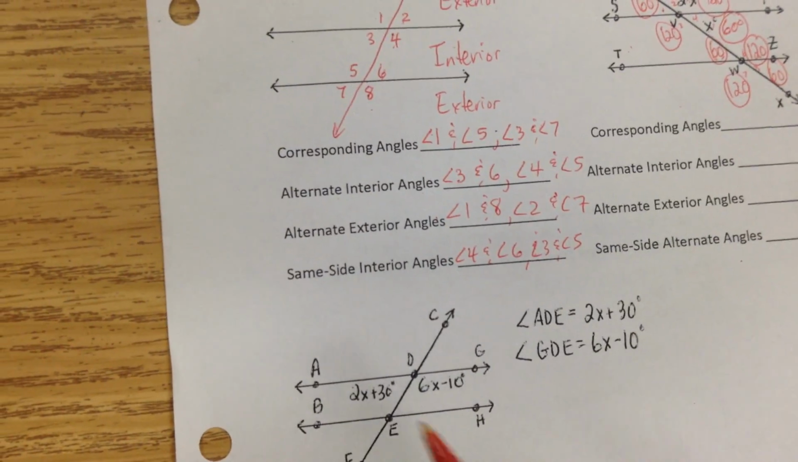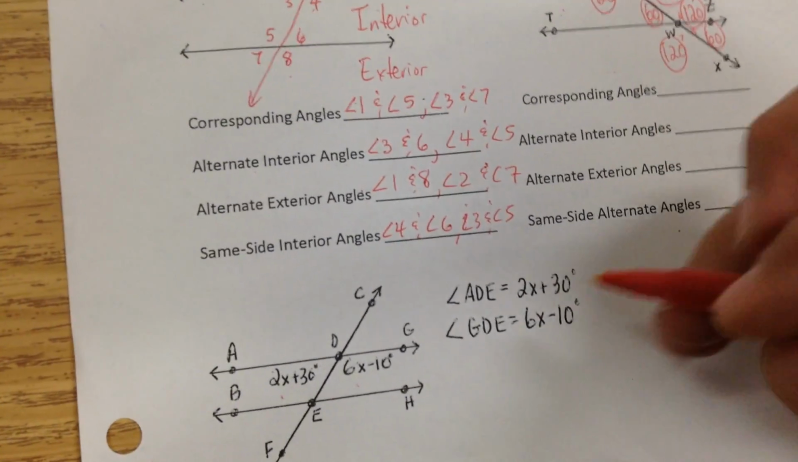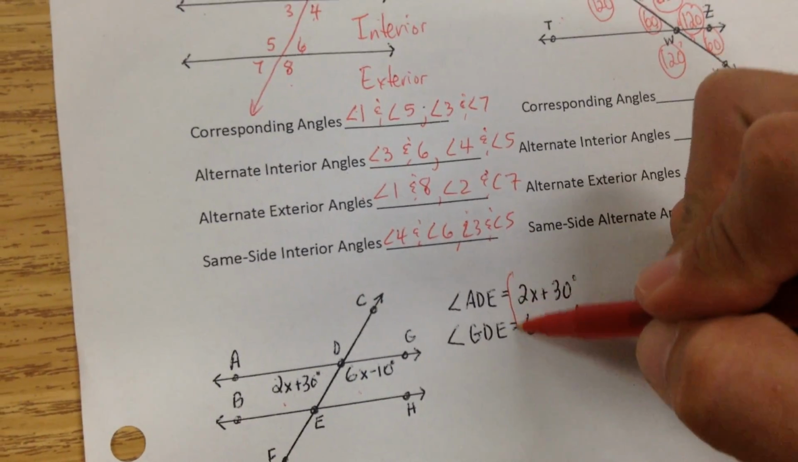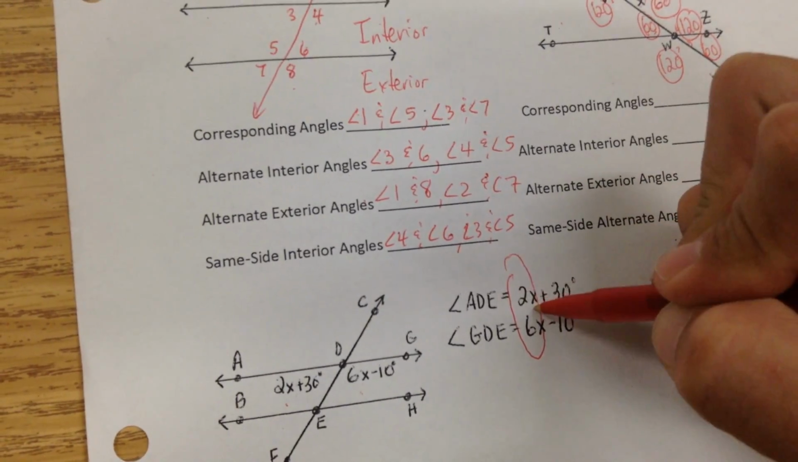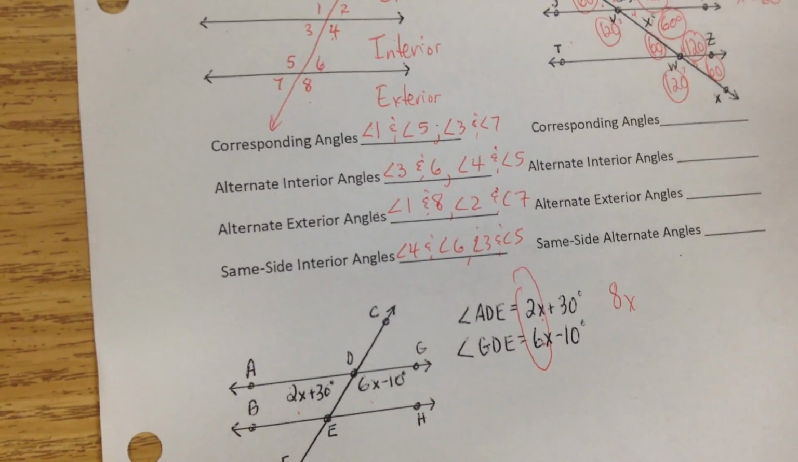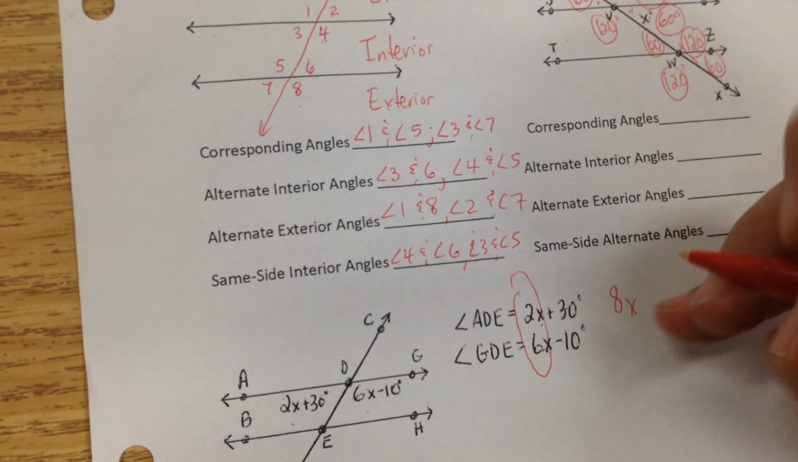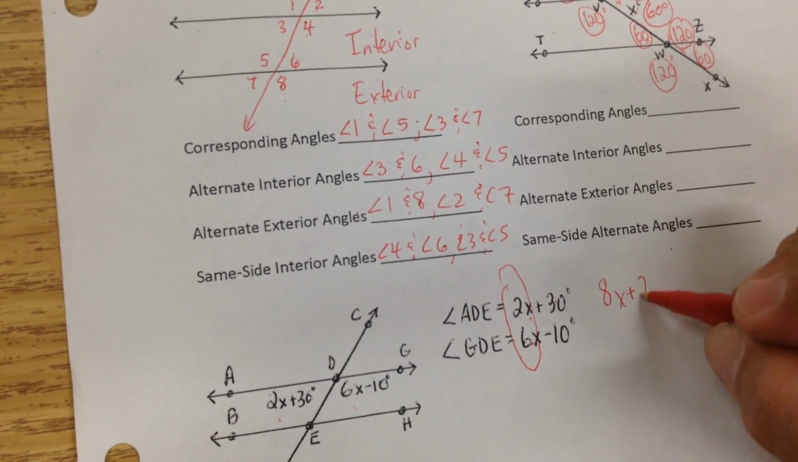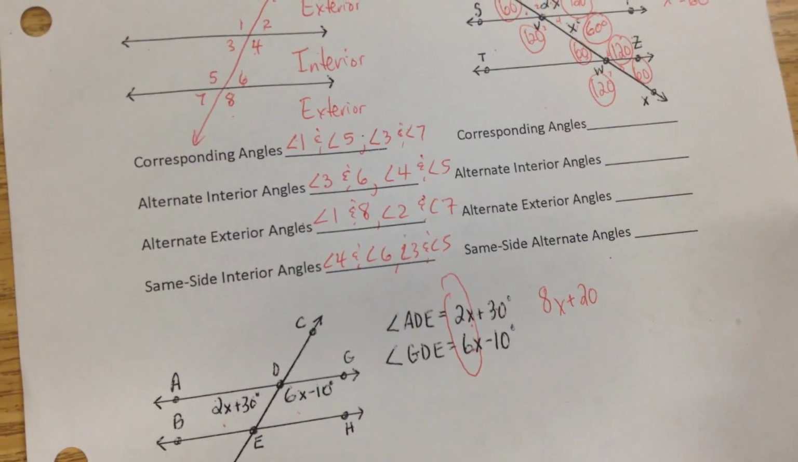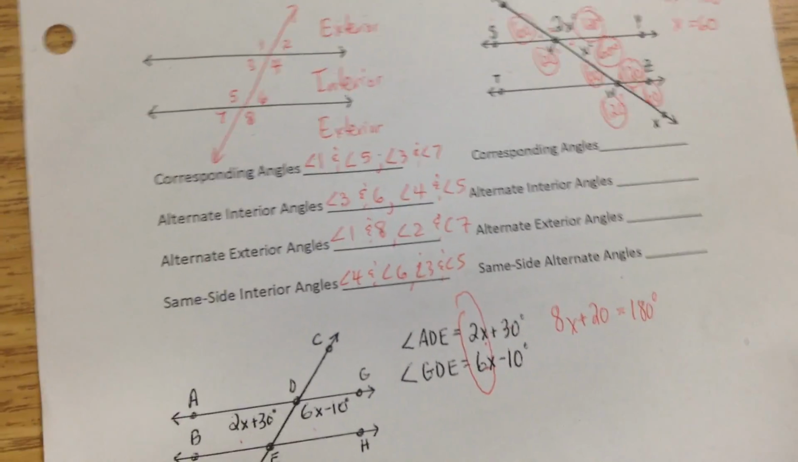So if I add this information together, it should equal 180. So what I do is, I take the things that are similar. So my x's, I got 2x and 6x, which is 8x. Okay? Then I got a positive 30 and a minus 10. Well, that represents a number that's plus 20. Okay? So again, those 2 angle measurements should add up to 180.